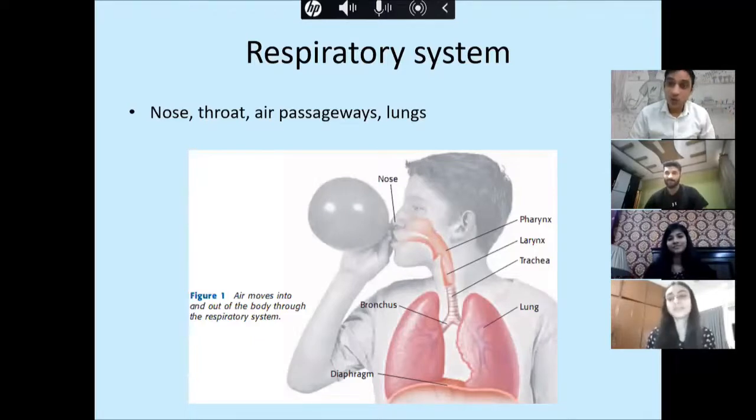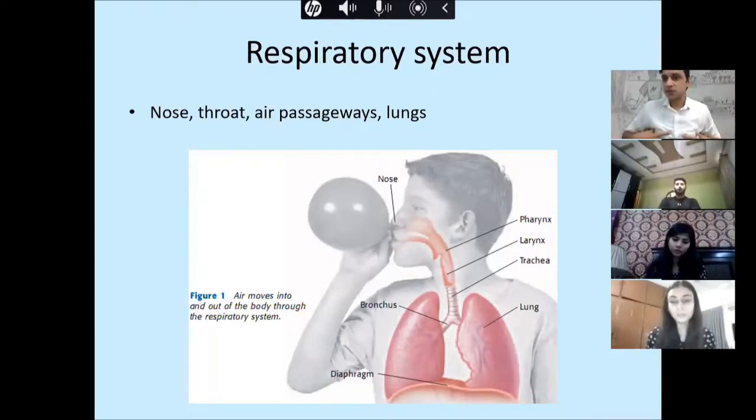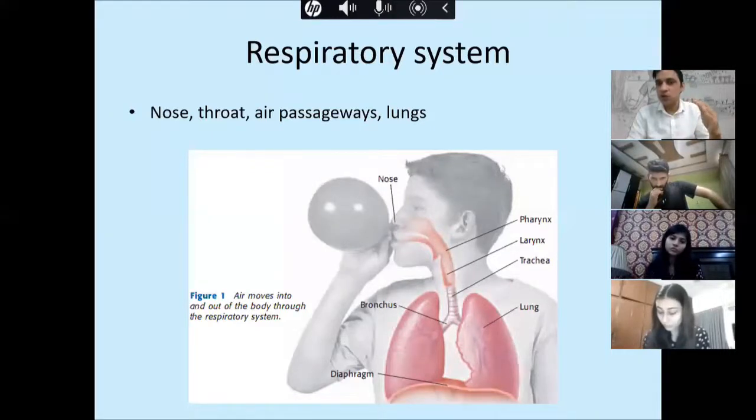The nose is doing such a wonderful biological function, I will explain. The next part is the throat. The next is the air passageway. There is a channel, a duct, which is called the air passageway, and then there exist the lungs. So nose, throat, air passageway, and then the lungs. These are the components of the respiratory system. We will be studying the function of each of those components in the next session.